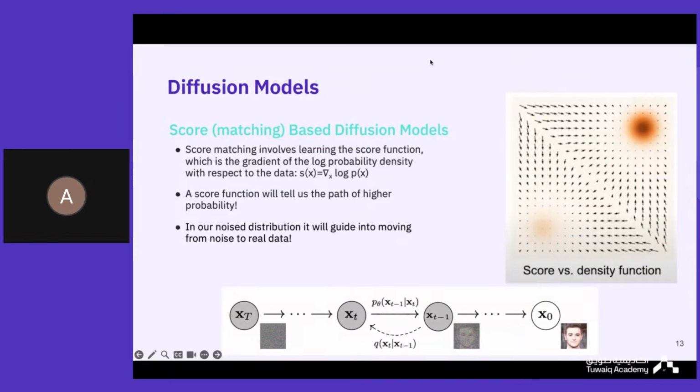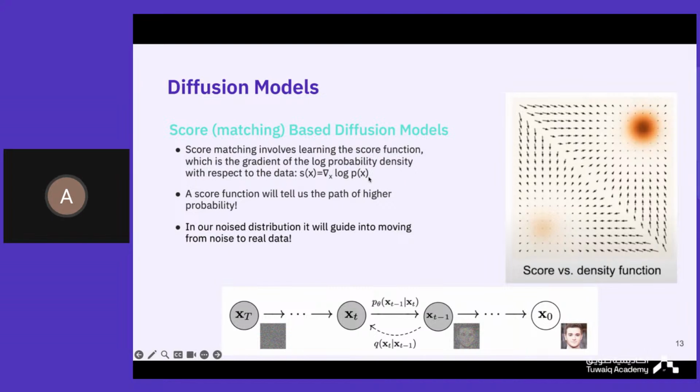Another way to do diffusion is through something called score matching, or score-based diffusion models. Score matching involves layering a score function, and we will discuss briefly what a score function is. It's just the gradient of the log probability density. We have the gradient, and this is the log probability of the density. So this density function represents the data distribution of our images.